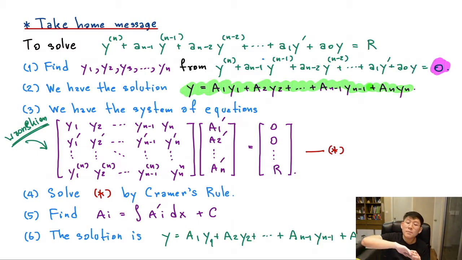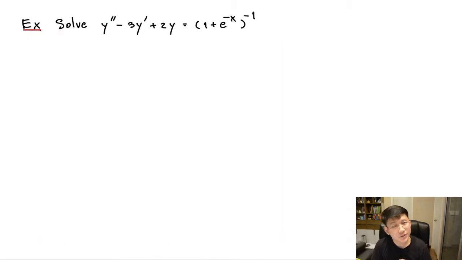See, I've been trying to give you the idea of how to solve the equation. It came from this: you assume something, you get a system of equations, and so on. After that, I gave you the take-home message. These are the steps to help you solve the non-homogeneous equation using variation of parameters. And after that, we're going to look at an example.